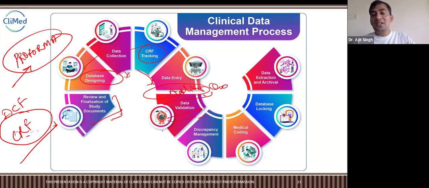Once the data validation is done, they do discrepancy management. Discrepancy means if there are any problems after data validation, they manage those and create the final chart, and then they code that data chart. That is medical coding, which is also done by the CDM team.